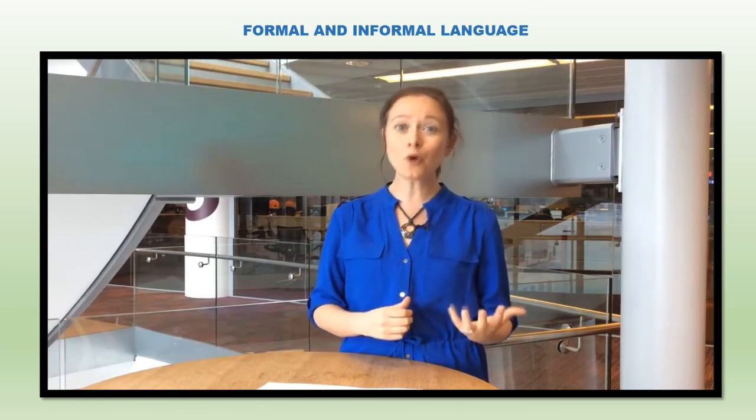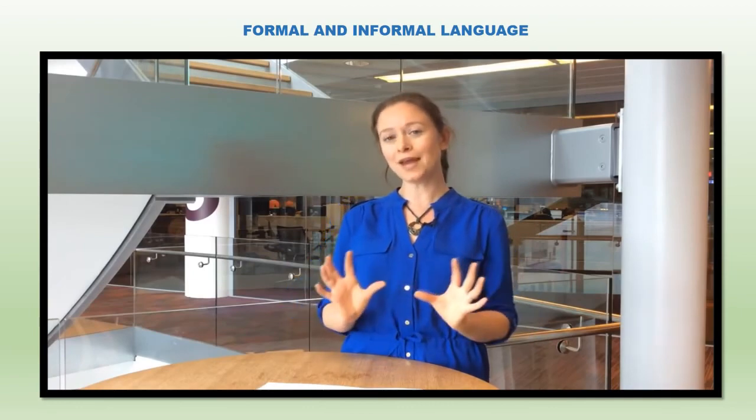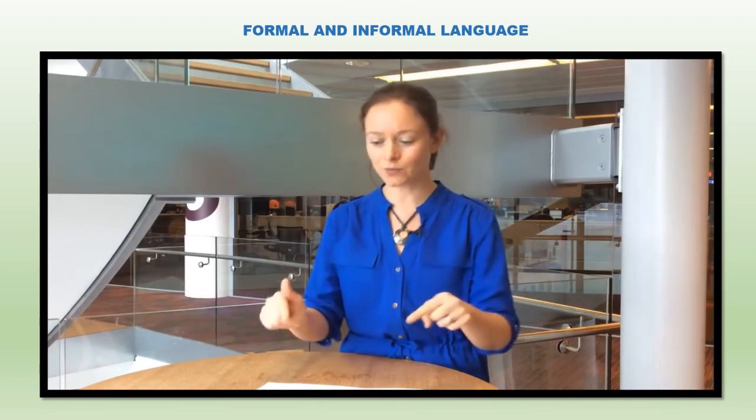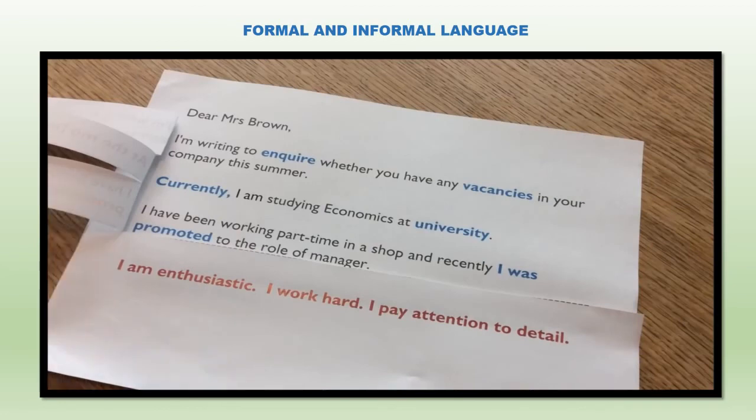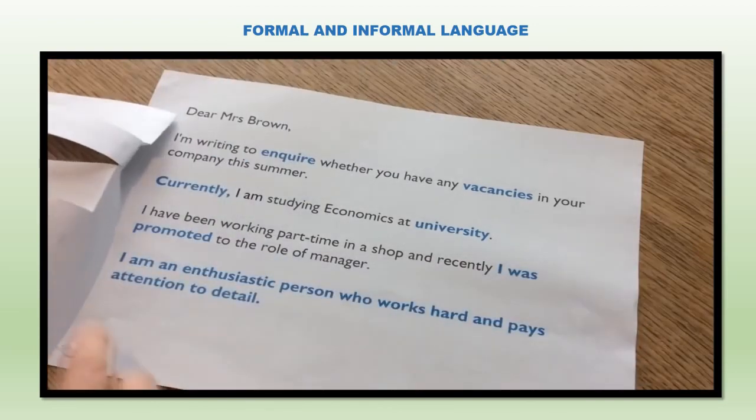Finally, number 4, sentence structure. In informal English, short, simple sentences are much more common, whereas in formal English, we use more complex structures. Take a look at this one. Here we have 3 short, simple sentences, and this is fine in informal English, but in formal English, it's better to use a complex structure. We can do this by adding relative pronouns or linkers. For example, I'm an enthusiastic person who works hard and pays attention to detail.